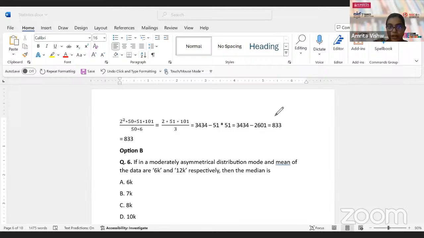Think which formula I have to use to solve this, and what is the value of the median, how it is going to be.